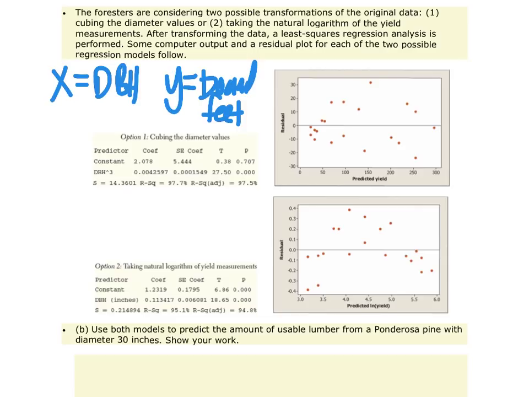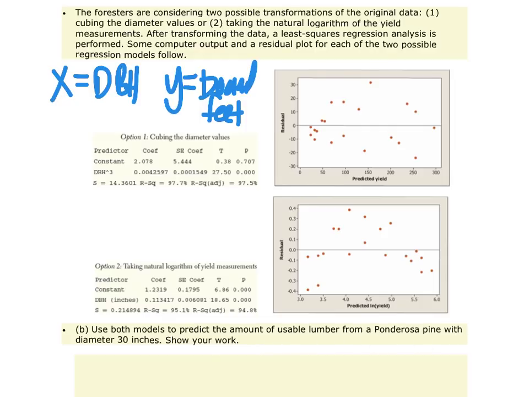So they either want to take the natural log of the y value, or they're going to transform by cubing the diameter values. If we take a look at this, option 1, they've already done it for us. They cubed these values, and they got this equation. Option 2, they took the natural log of the yield, which is the y. From here, use both models to predict the amount of usable lumber for 30 inches.